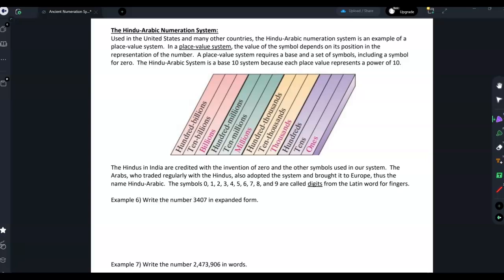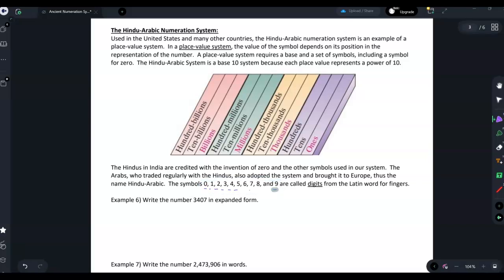The Hindus in India are credited with the invention of 0 and the other symbols that are used in our system. The Arabs who traded regularly with the Hindus also adopted the system and brought it to Europe, thus the name Hindu-Arabic. So the symbols 0, 1, 2, 3, 4, 5, 6, 7, 8, 9 are called digits, from the Latin word for fingers. In our Hindu-Arabic system that we are already familiar with and that is currently taught in American schools, there are a total of 10 symbols. And if you think about that, that's all we need, right? We don't ever have to use any symbols other than these. We just use combinations of those symbols.